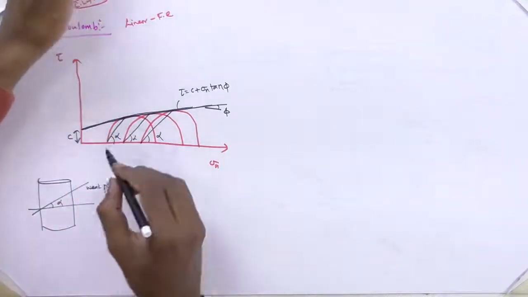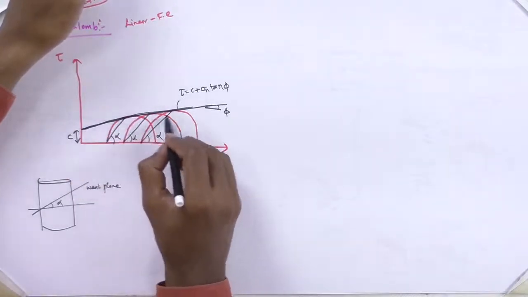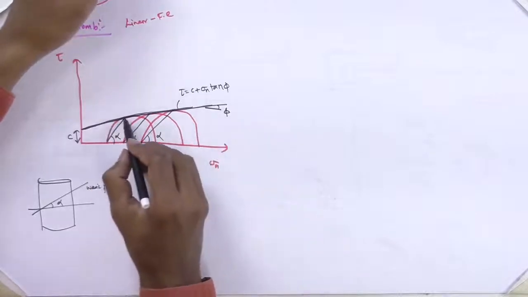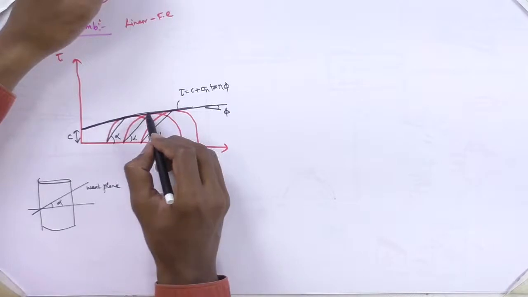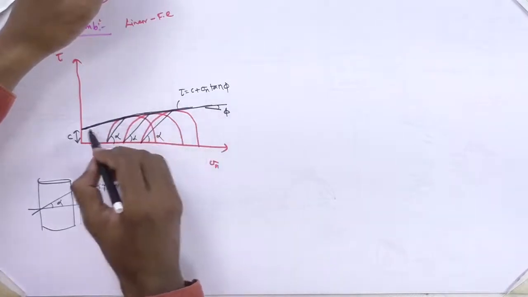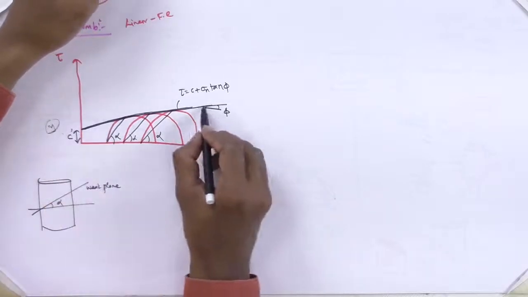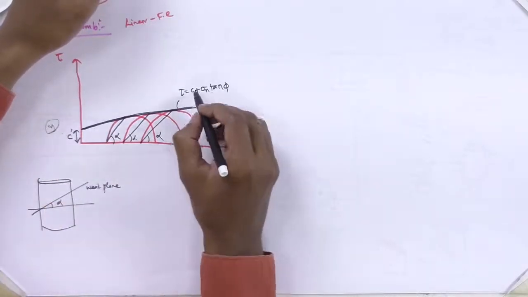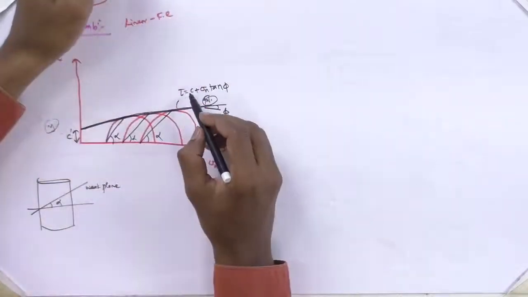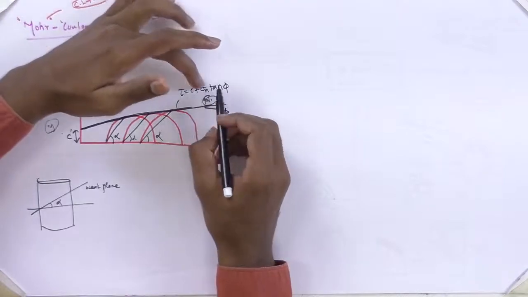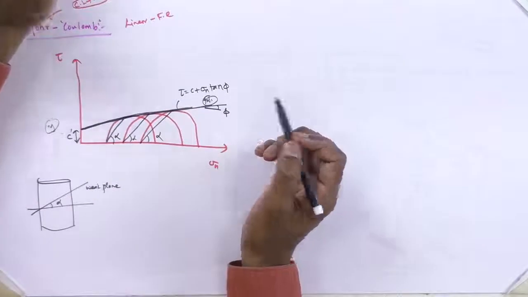After doing some tests, at least three or two circles are needed in order to draw this line by touching these circles as a tangent. It meets the y intercept, termed as C, and makes an angle, which is phi. So this failure envelope is given by Mohr and Coulomb combined: tau equals C plus sigma tan phi. This whole figure represents the combined work of Mohr and Coulomb.